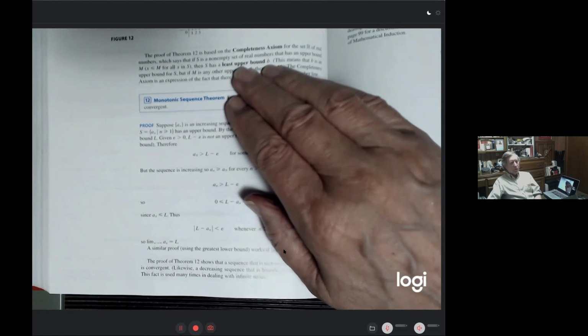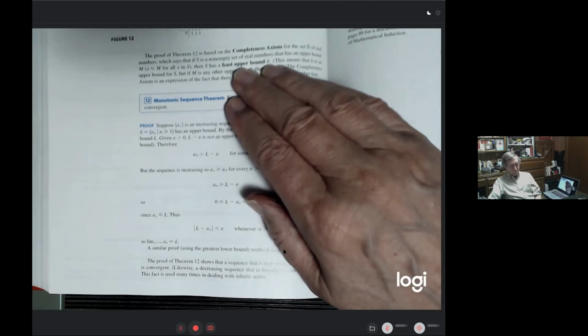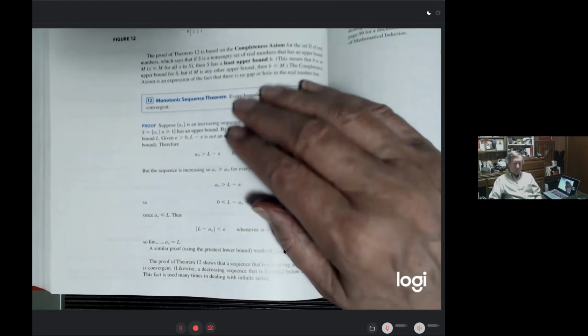This is what had to be learned in order to define real numbers. This property right here that I got my finger under is the most important property about numbers. Every non-empty set of real numbers that has an upper bound has a least upper bound. Now let me give you an example of that.